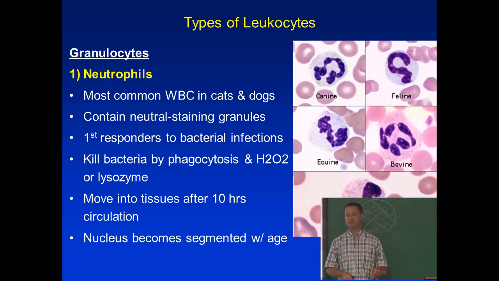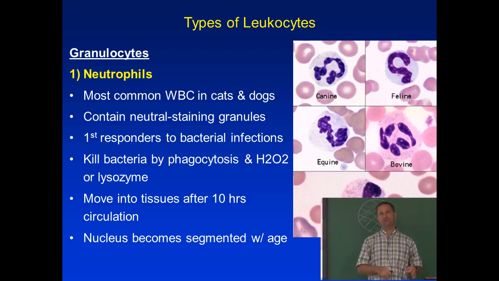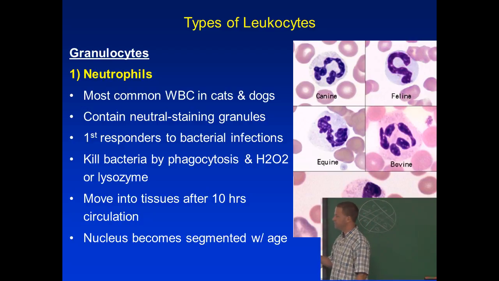Now the cool thing about this is that neutrophils, your body and your dog's body is making a lot of neutrophils because they only spend about 10 hours in circulation. After 10 hours, no matter what, they're moving into the tissues. And they're beginning to move to sites where there potentially could be an infection.